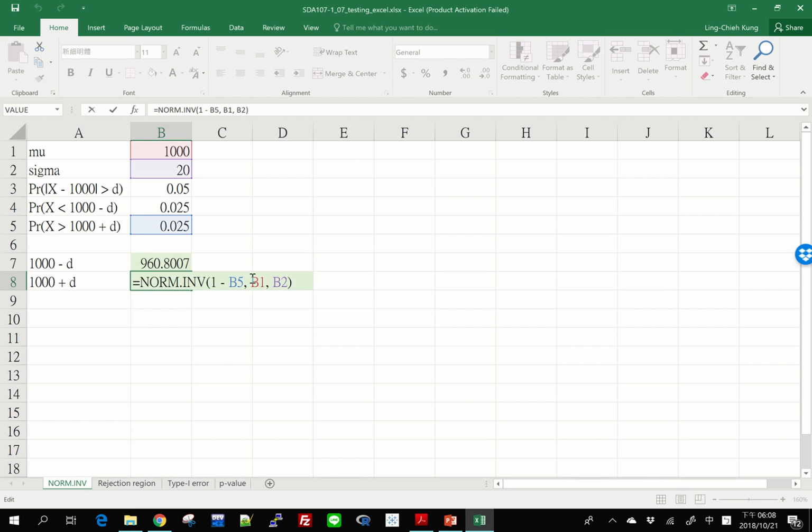For the second one, it's just the same. I still have the same normal curve, but now I'm looking at the right tail probability to be 2.5%. And exactly that means my left tail probability should be 97.5%. So that's how I do this. I get 1 minus b5 to get that 97.5%. Put that into this normal inverse function. That's how I get 1039.2. Okay.